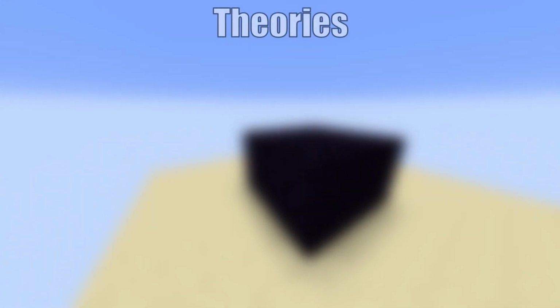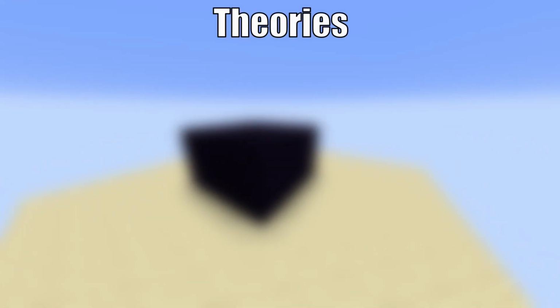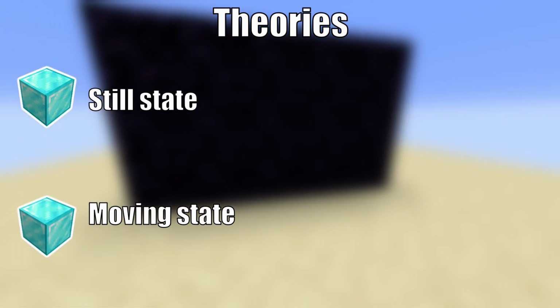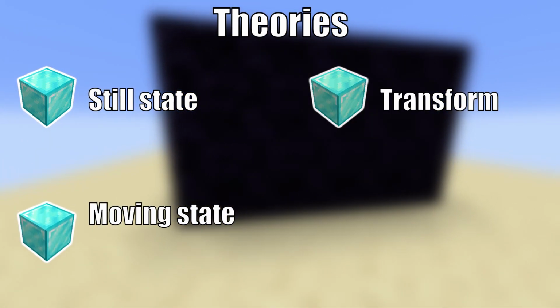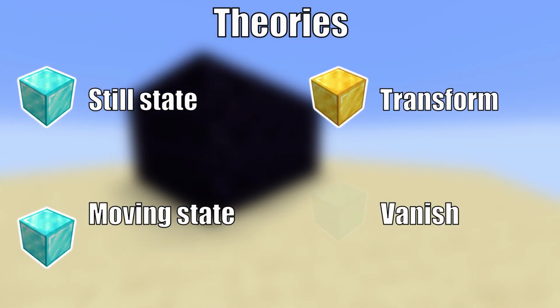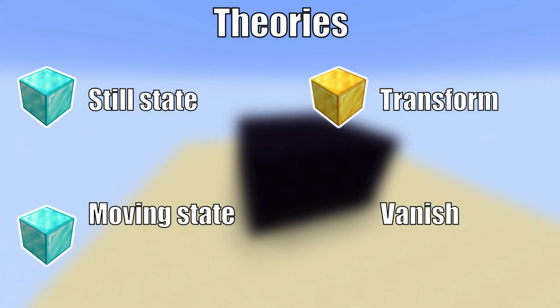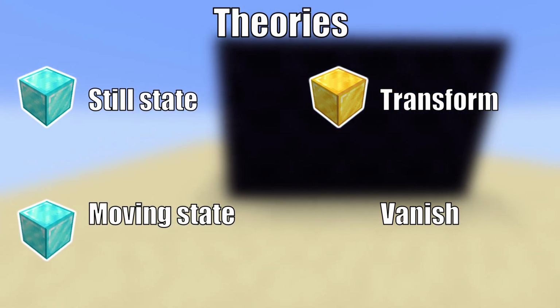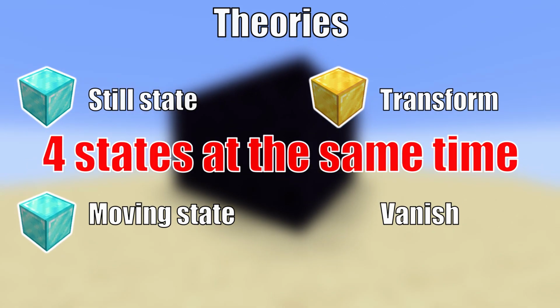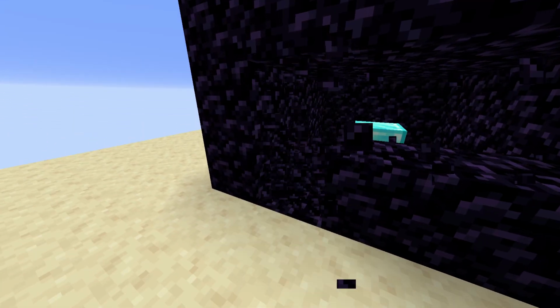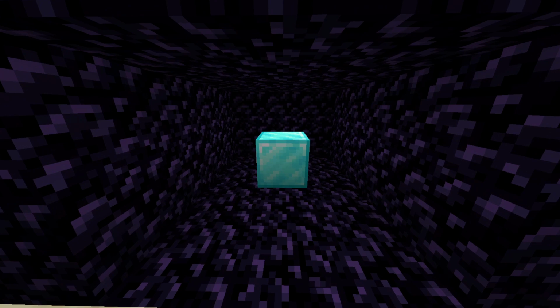We can now theorize what's happening with the diamond block. Is it in a still state? Is it moving? Did it transform into a different block? Did it vanish? We don't know that. And thus we can say that this diamond block is in 4 states at the same time. Once we break the chamber and have a look at the diamond block, then Schrödinger's experiment ends, because now we know in which state the diamond block is.